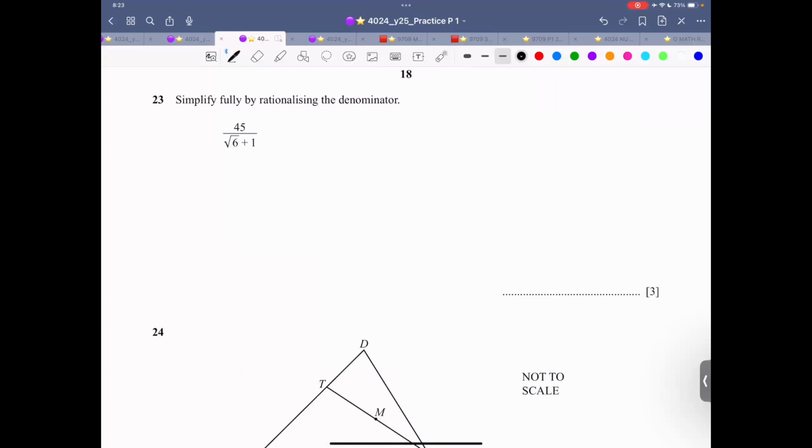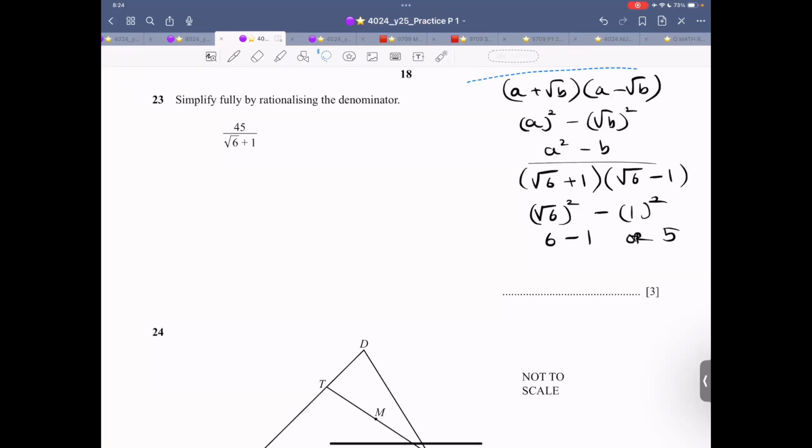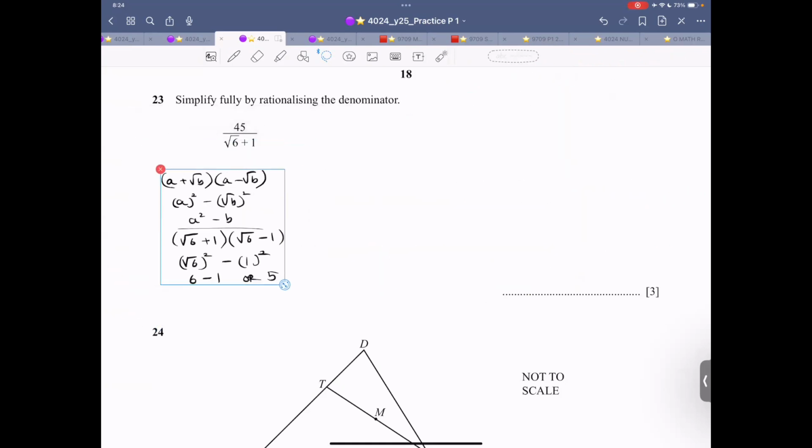Simplify fully by rationalizing the denominator. We know this rule: a plus root b, and this is a minus root b. That is a squared minus root b squared, which is a squared minus b. That means if I have similar things, root 6 plus 1, then I can write this thing as root 6 minus 1. All good? So that is root 6 whole squared minus 1 squared. This is 6 minus 1, which is 5. Now keep this thing in mind. Let me just take this background knowledge, shift it over here, and resize it and make it smaller.